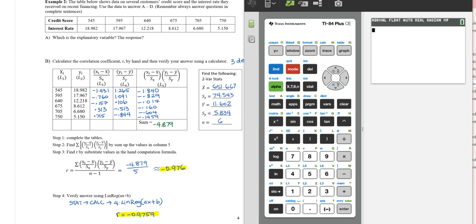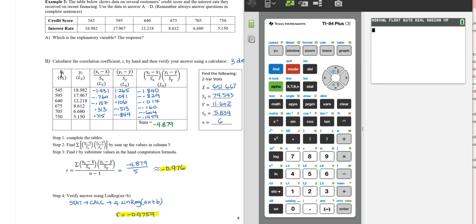Hello, in this lesson, I'm going to go over how to compute the correlation coefficient R by hand and then verify it using the calculator function LinReg ax plus b. The correlation coefficient formula is given by this: the numerator is the summation of xi minus x bar over s of x, times yi minus y bar over s of y, and the denominator is just n minus 1. So the first thing is I'm going to set up my table.